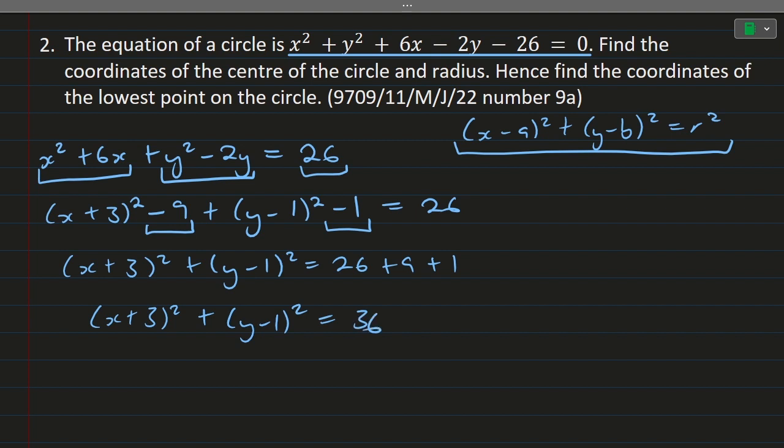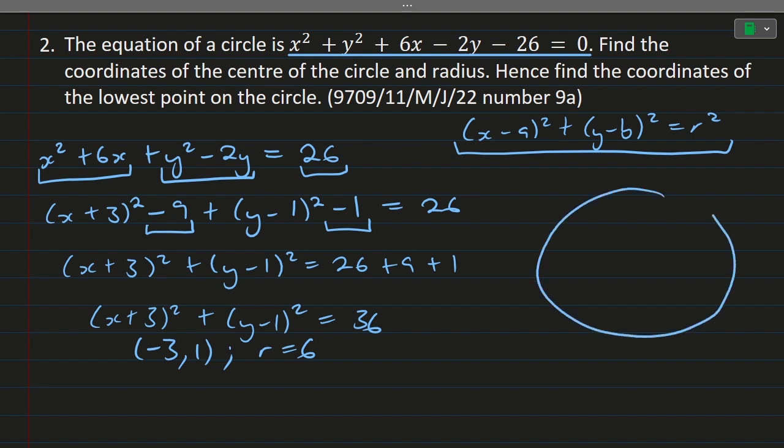This means that the coordinates of the center are (-3, 1), and our radius is root 36, which is 6. Then the question also asks us to find the coordinates of the lowest point on the circle. So if we were to sketch our circle like this, we'd have our center here with coordinates (-3, 1).